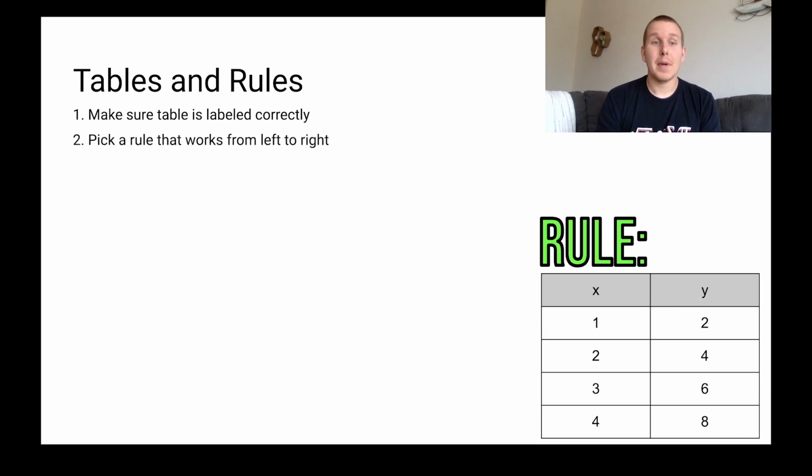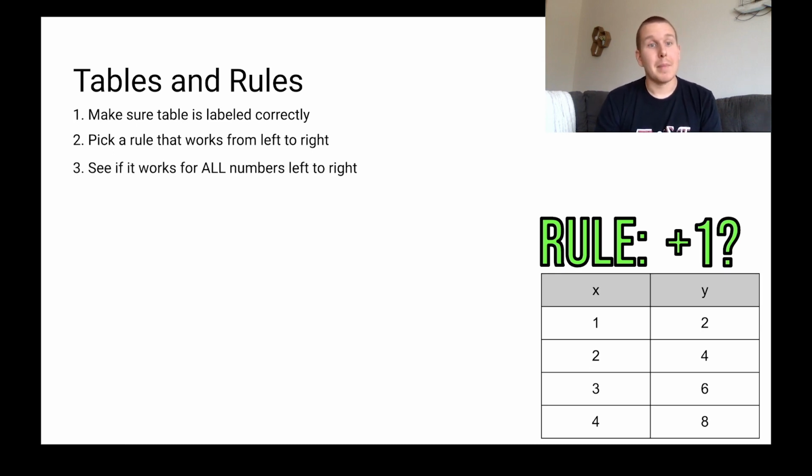Step two, pick a rule that works from left to right. So we're looking at our table as we're going left to right, like we read. Sometimes we can notice patterns as we go up and down or right to left or other directions, but we really want to focus on left to right. So looking from left to right, maybe +1 will be our rule. So let's go with +1 for right now.